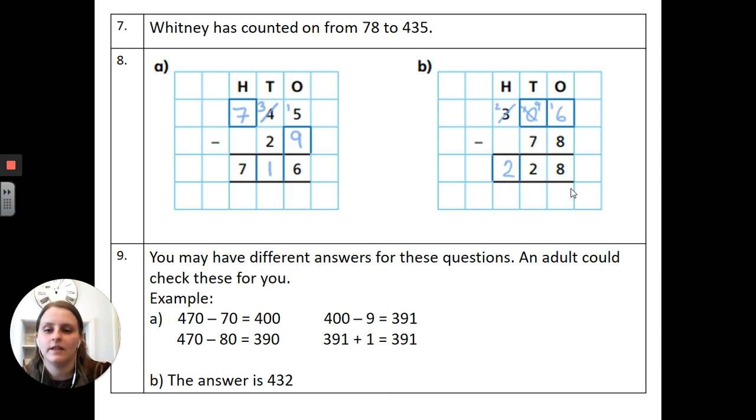Okay, and there are your final answers as well. Your answers for question 9 might be slightly different. Again, your answer for B is 432. You might have worked it out in a variety of different ways.